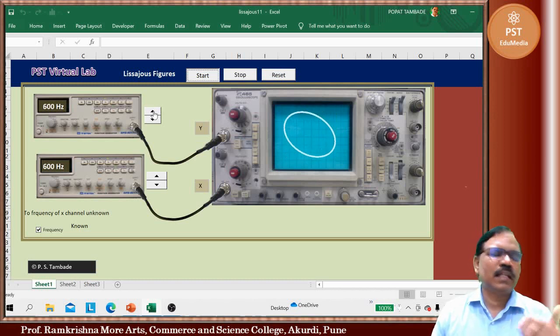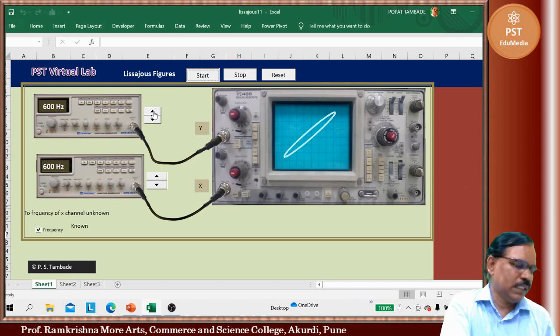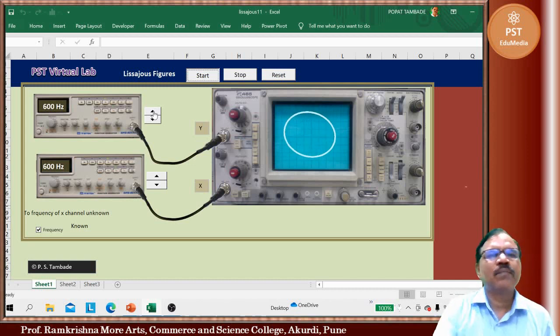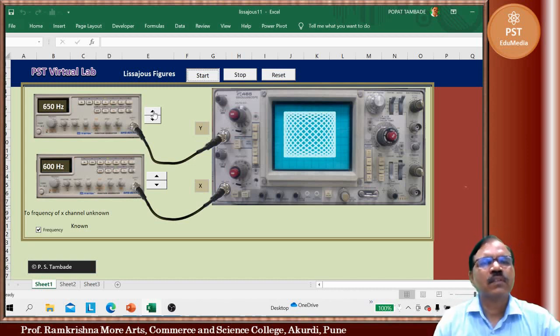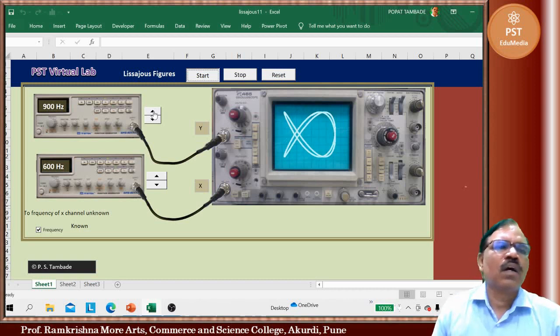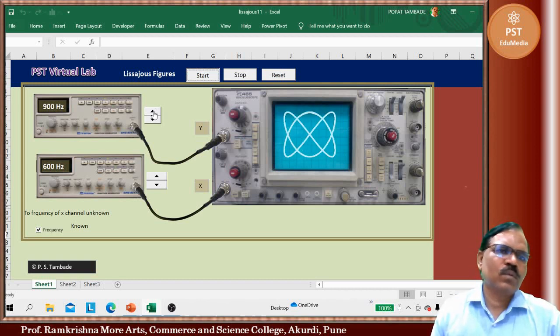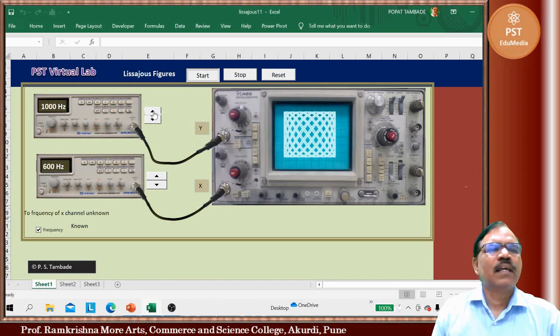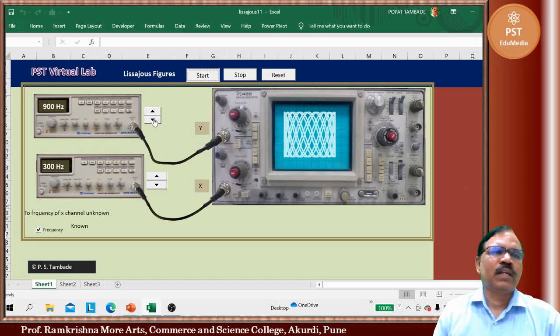Now see here, 600 to 600, so it is 1:1. Again we got a circle. So this is for 600 to 900, that is 2/3. So in this way we get this one. Now suppose we set this as 300. Then see what happens.